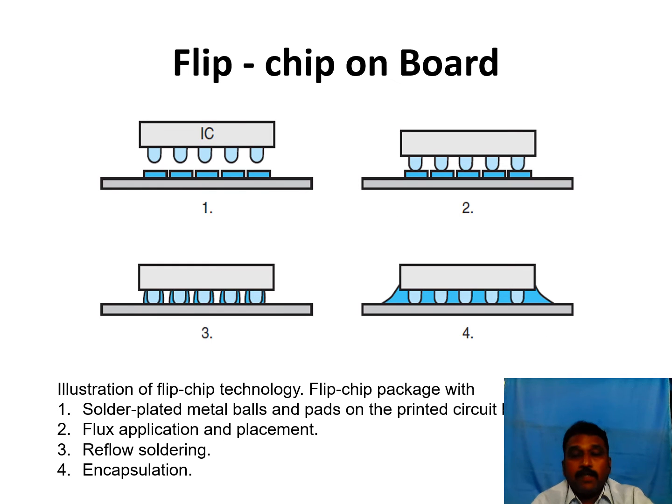You can see here solder plated metal balls and pads on the printed circuit board. You can see this is the IC, this is the PCB, and then flux application and placement. You are applying the flux and then placing the IC over the PCB, and then reflow the soldering. The solder is reflowed, and finally, because of the melting of the solder, the IC is fixed over the PCB. That is called the encapsulation, fully covered.